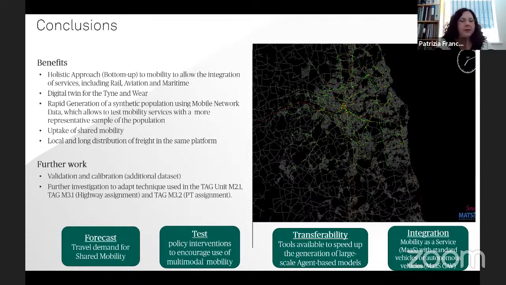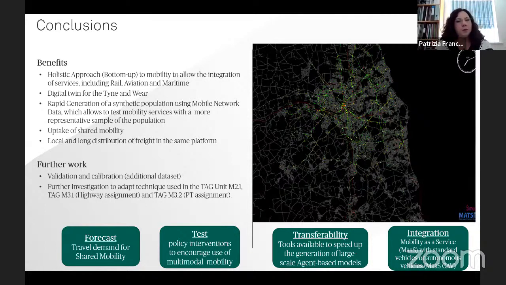So one of the benefits of this methodology, which is different from the standard methodology to generate agent-based models, is still the holistic approach. So your bottom-up approach, the agents and interaction between the agents in space and time, allows you to understand the global behavior of the population. But this type of approach allows you to integrate all the transport services that you have. At the moment with the first-time model, we are limited to the multimodal public transport, which is not considering the contribution of shared mobility and private on-demand transport.